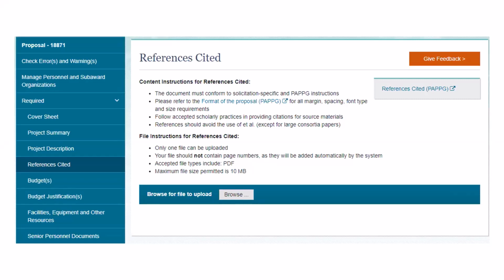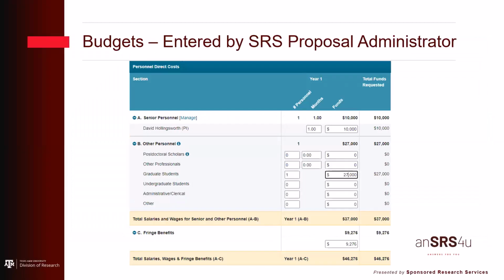Again, please upload this as a PDF and it should not contain page numbers. We went down our list on the left, and the next section that you'll encounter is the budget. Again, this should be entered by the SRS proposal administrator that is assigned to your department or your proposal. We will take care of entering the budget and making sure that it lines up with your specific project.